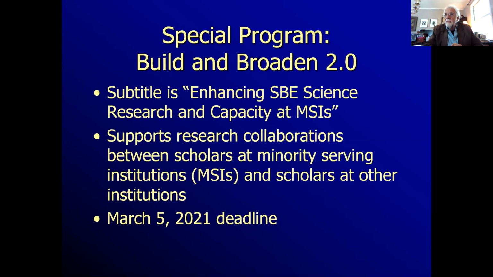The idea here is to support research collaborations between scholars at minority-serving institutions and scholars at other institutions. In other words, people at R1 institutions and others that are familiar with how to play the research game and how to get funded, to work with minority institutions to help build up the research infrastructure at those institutions.